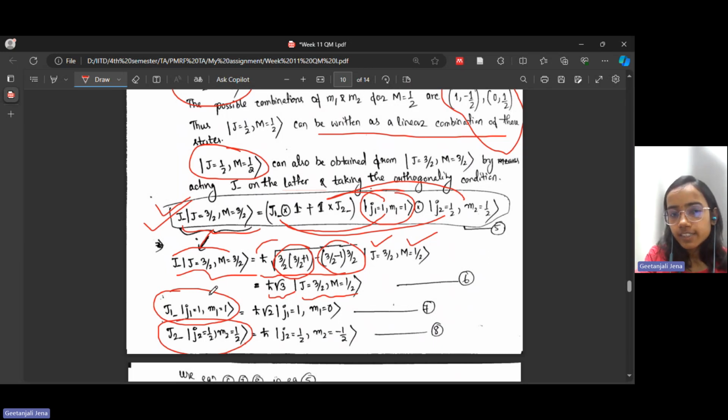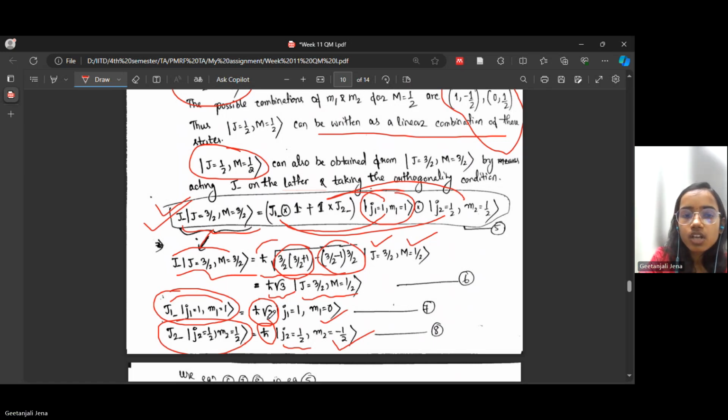So J1, M1 is already given. So you just have to follow the equation. When J1 minus acts on M1 equal to 1, you will get M1 equal to 0, and there you will get a constant term here, which is root over of 2 h cut. And when J2 minus acts on M2 equal to half, you will get M2 equal to minus half, J2 will remain unchanged, and you will get an h cut here.